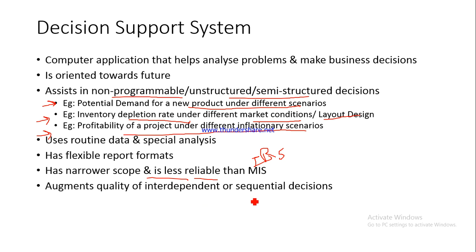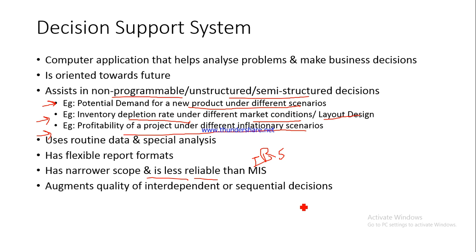Augments quality of interdependent or sequential decisions. Now, decision support system helps where there are interdependent or sequential decisions to be taken. Now let us understand what we mean by interdependent decisions. Interdependent decisions means which depend on each other. Let's say, for example, I have to predict the potential demand in the market for a new product launch, and then once I've predicted demand, I will have to order the raw material supply.